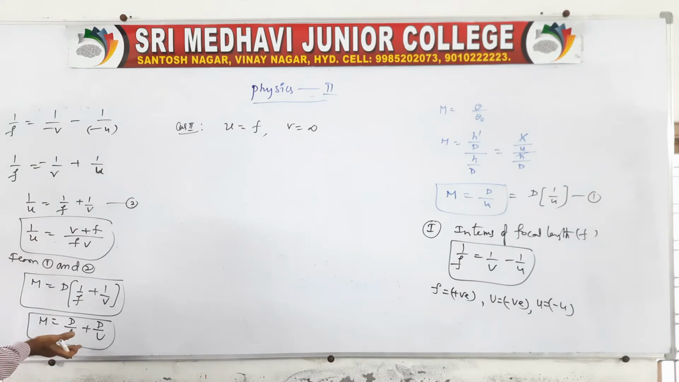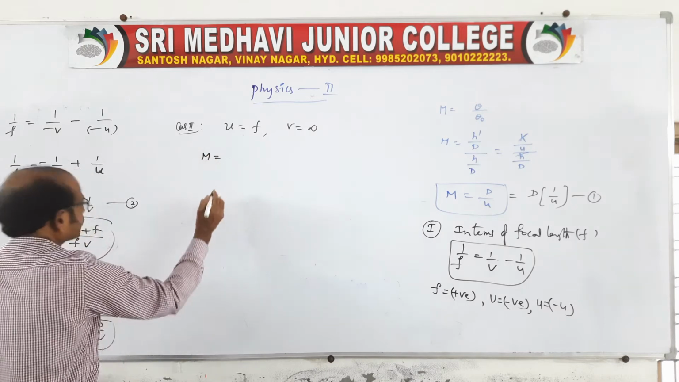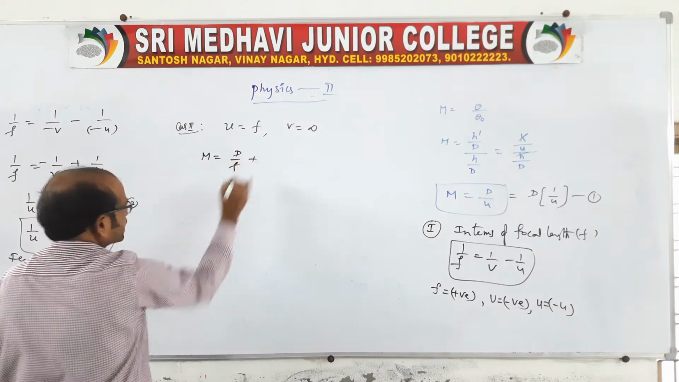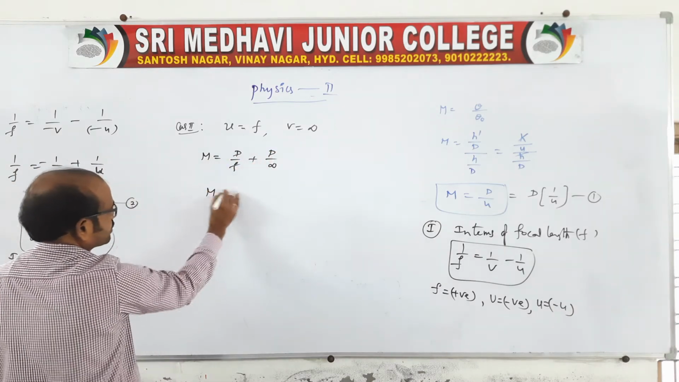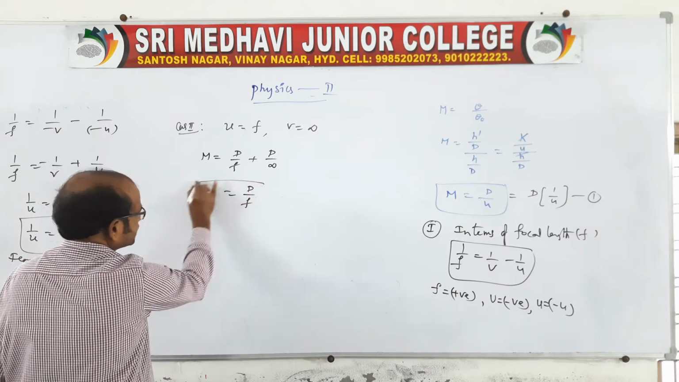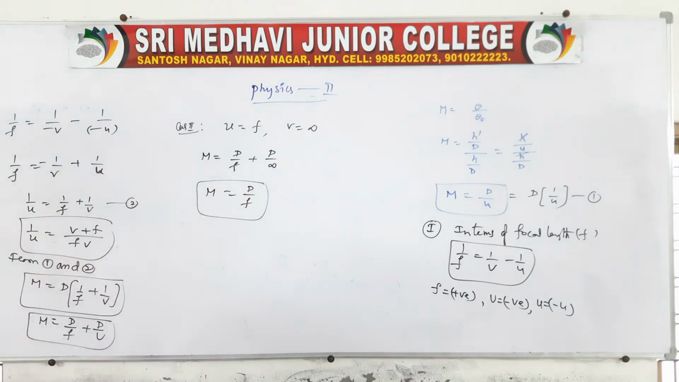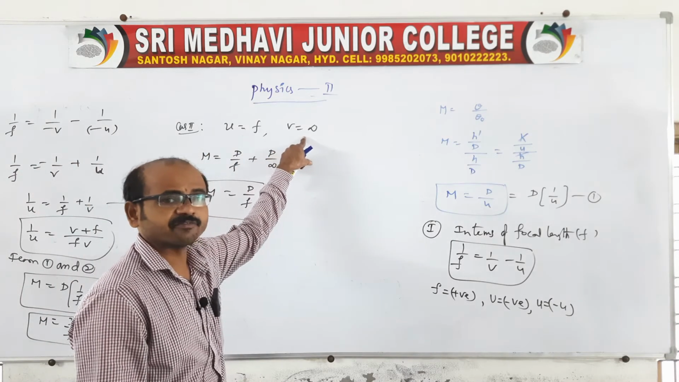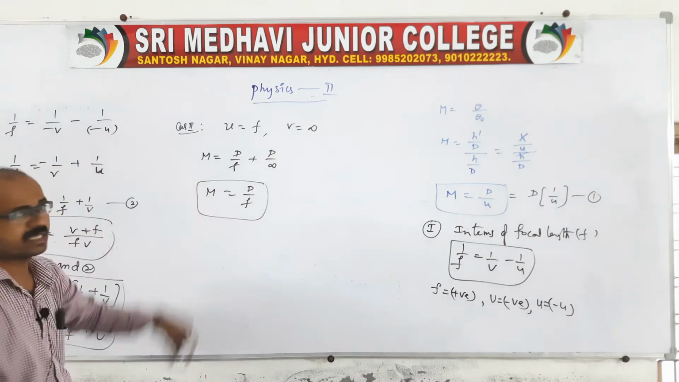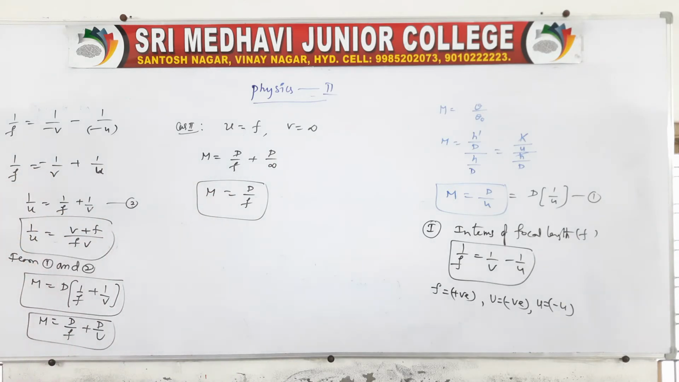Simple, here you write: magnification capital M is equal to d by f plus d by v, where v is infinity, so d by infinity is zero. So capital M is equal to d by f. Very simple. When the object is placed at the focus point, the image will be formed at infinity, and the magnification will be d by f. So this is case 2. Now I want to tell you another case.